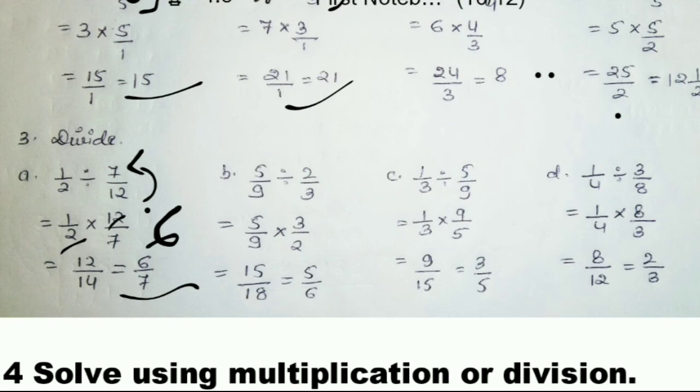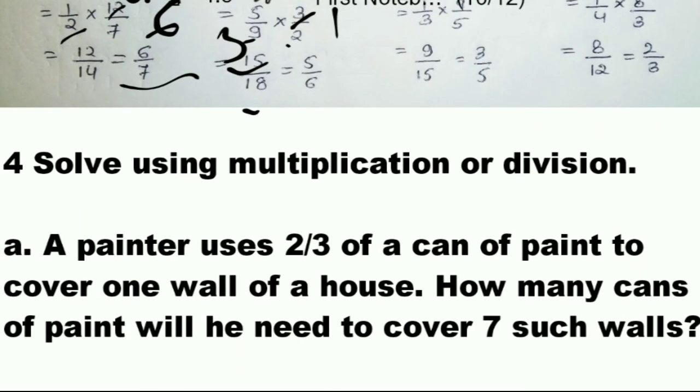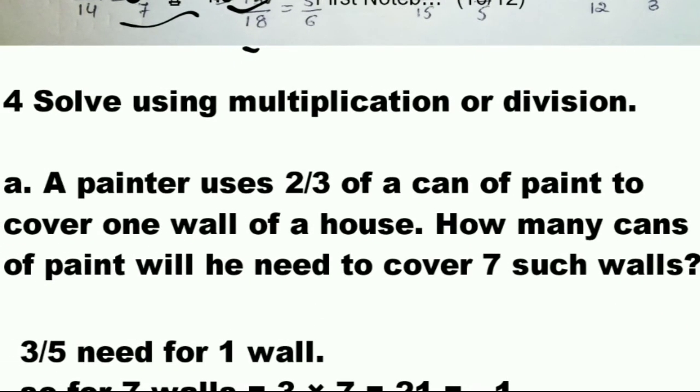See one more question here. 5 upon 9. This divide will convert into multiplication. The number will be reciprocal. That will be 3 upon 2. So now 5 threes are 15 and 9 twos are 18. Or if you want, you can cancel it. 3 ones are 3, 3 threes are 9. So the rest of the questions like this you can solve.